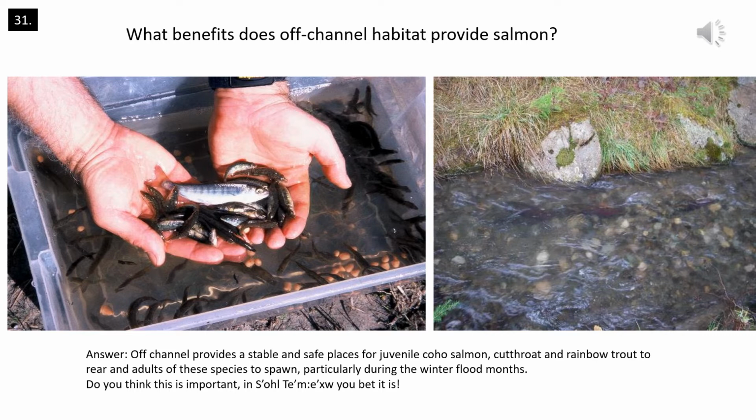What benefits does off-channel habitat provide salmon? Well, we've talked quite a bit about it. This off-channel provides those stable and safe places for juvenile cutthroat and rainbow to rear and adults of these species to spawn, particularly during the winter flood months. And this is important for Scouse-Tamuk backyard team species.